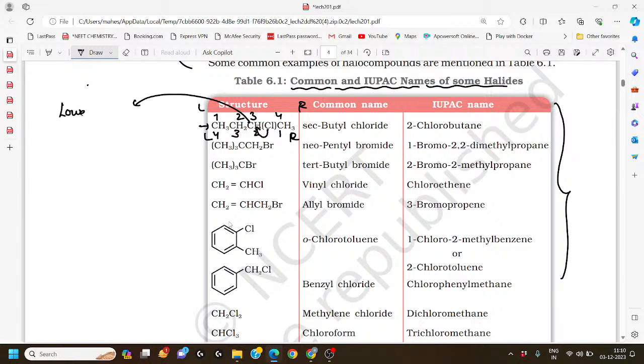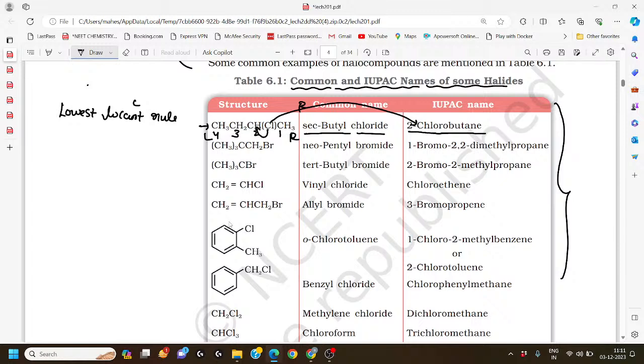So according to the lowest locant rule, the lowest numbering should be given to the halogens. So right to left is preferable, and left to right is eliminated. So we observe that at the second position chlorine is present. So 2-chloro, total number of carbons are 4, and there is a presence of single bonds. So 2-chlorobutane is the IUPAC name of this compound. But according to the common name, its name is secondary butyl chloride. And the second one.